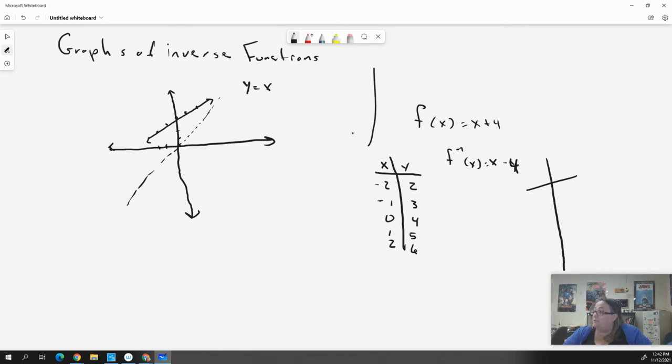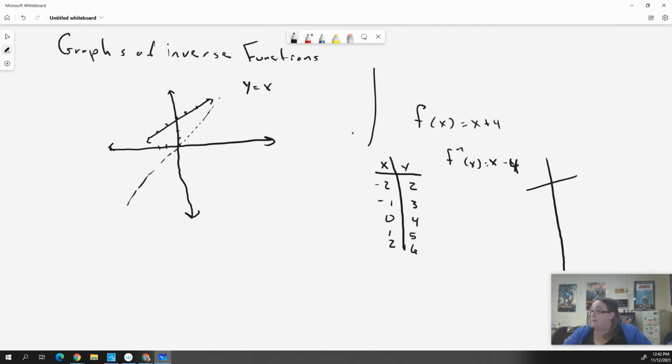If I plug in 2 and I have -4, I'm going to get -2. If I plug in 3 for x and I get 3 minus 4, well, that's -1. 4 minus 4 is 0. Notice that our x and y's just switch.